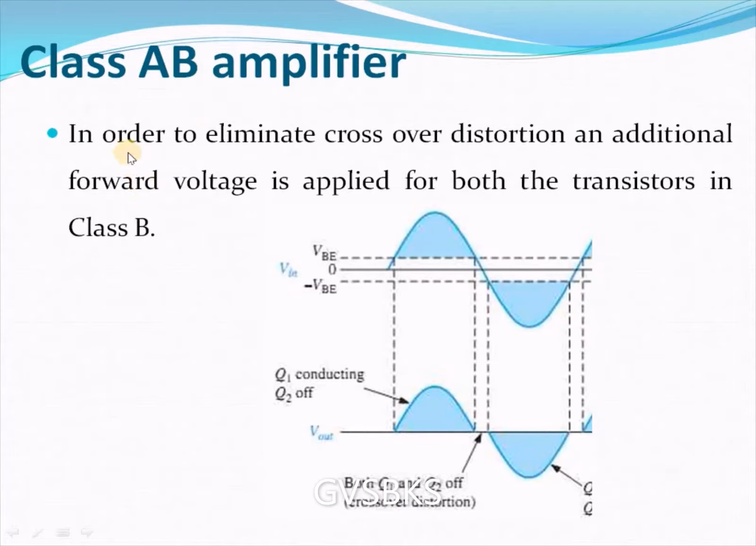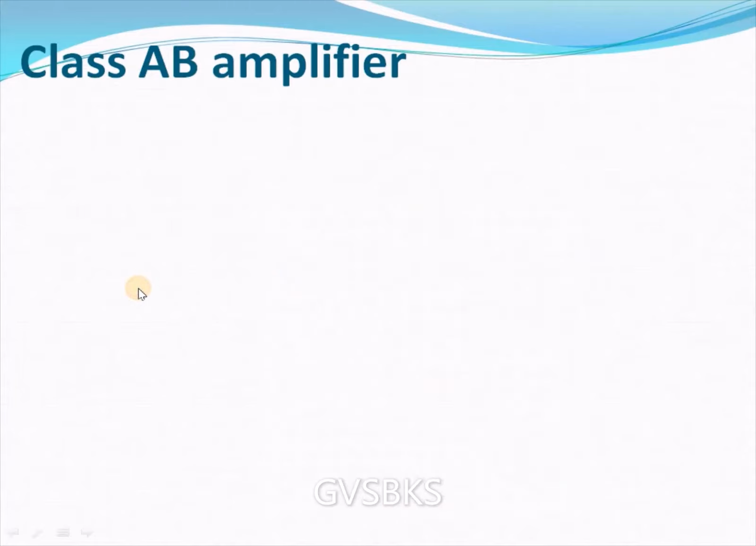So let us see what is class AB type of power amplifier. In order to eliminate the crossover distortion, an additional forward voltage is applied to both transistors in class B. The main crossover distortion is occurring due to lack of cut-in voltage. That cut-in voltage we are providing by using some external DC voltage. So this crossover distortion will get eliminated in class AB type of power amplifiers.